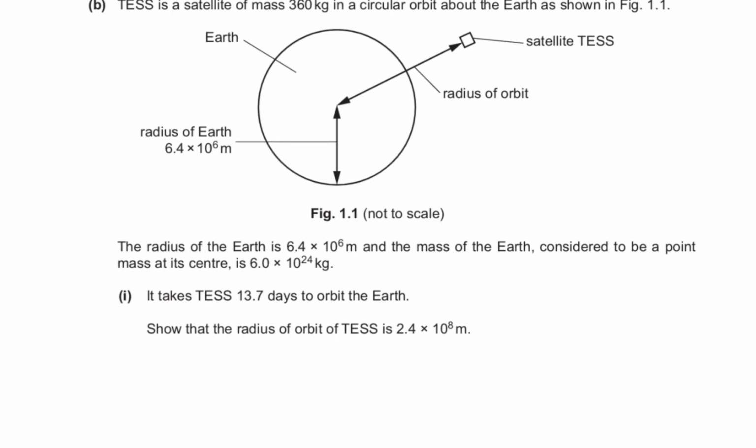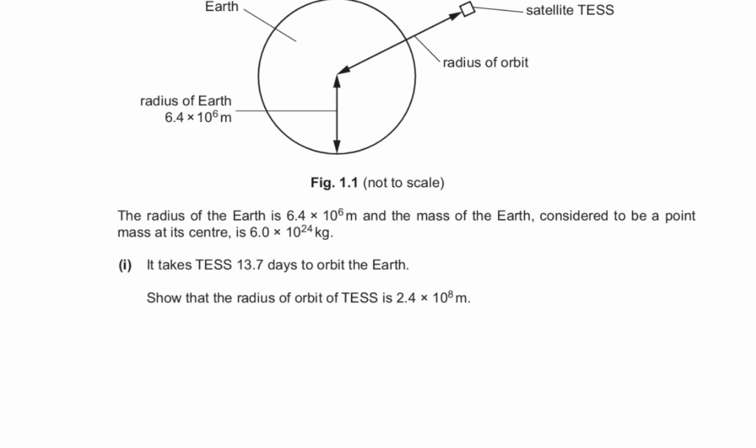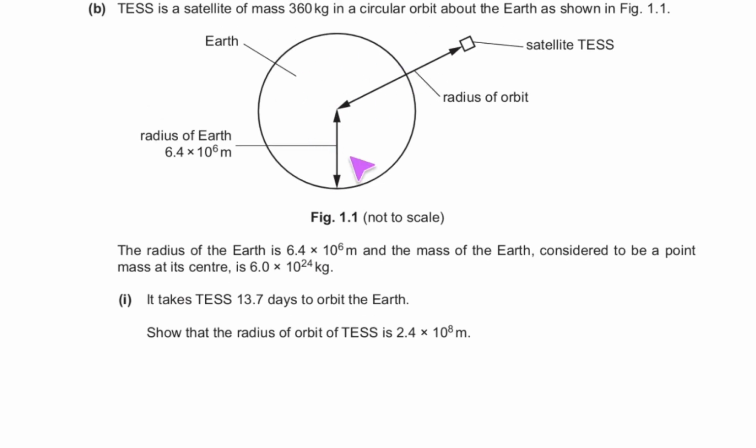So moving on, the second part is this question. There's a bit of math here. It says TESS is a satellite of mass 360 kg in a circular orbit around the Earth, as shown in figure 1.1. So this is our satellite, and it is the orbit. The radius of the Earth, then this is the Earth, obviously, and the mass of the Earth is given over here, and it takes TESS 13.7 days to orbit the Earth. So we need to show that the radius of the orbit of TESS is this much.